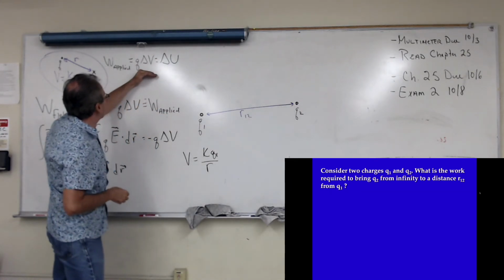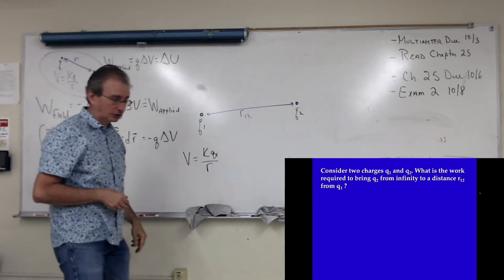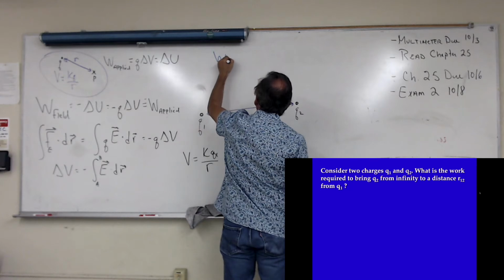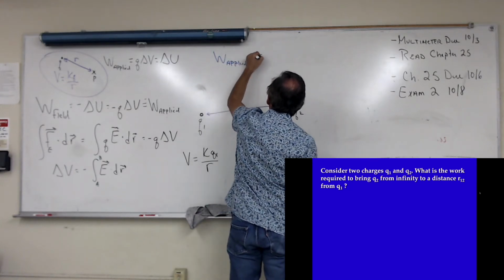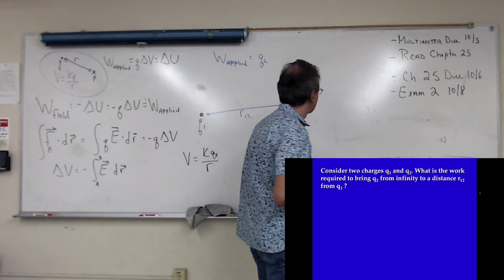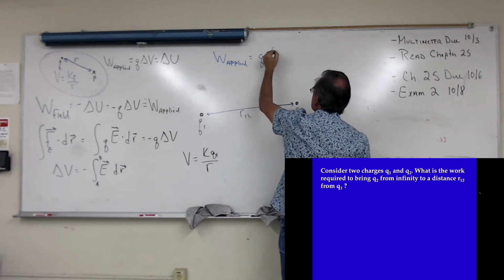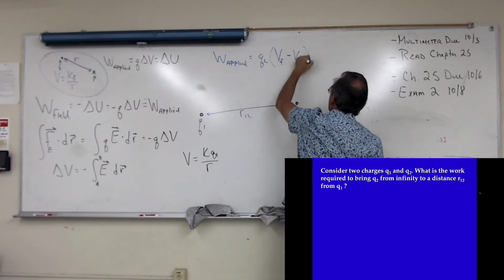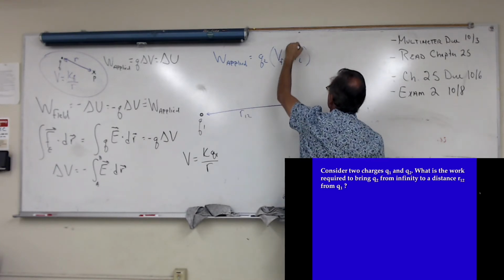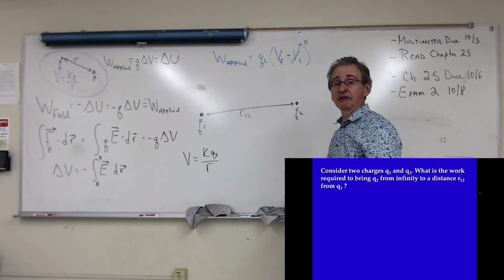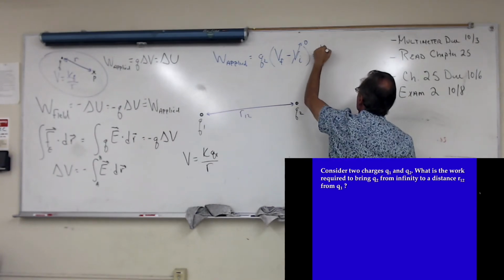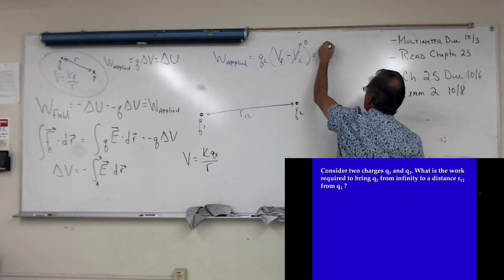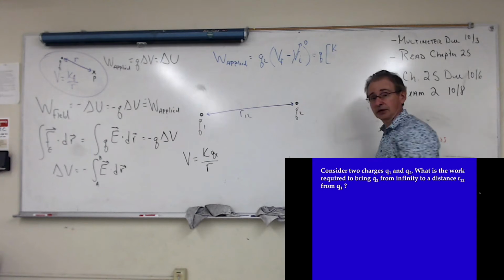And I can easily calculate it. I just need to know Q delta V. The work that's required to do this is Q2 times V final minus V initial. Well, V initial is 0, because it was initially at infinity. So it's going to be Q2 times k times Q1.